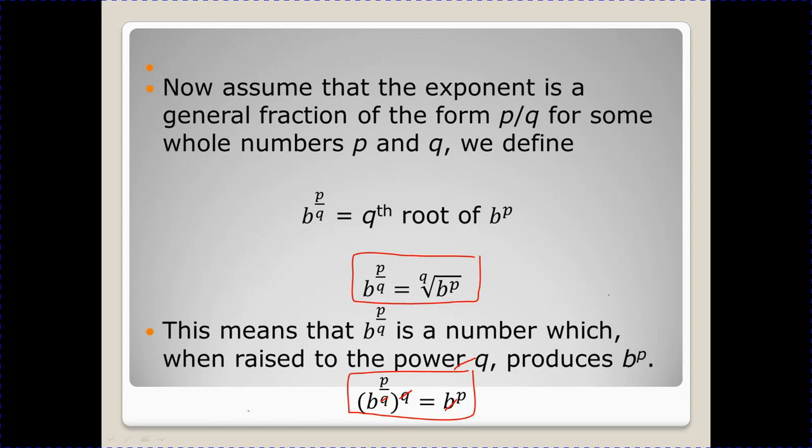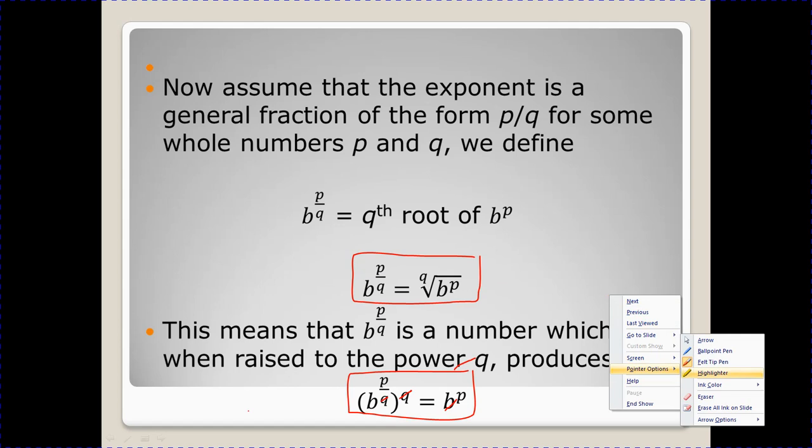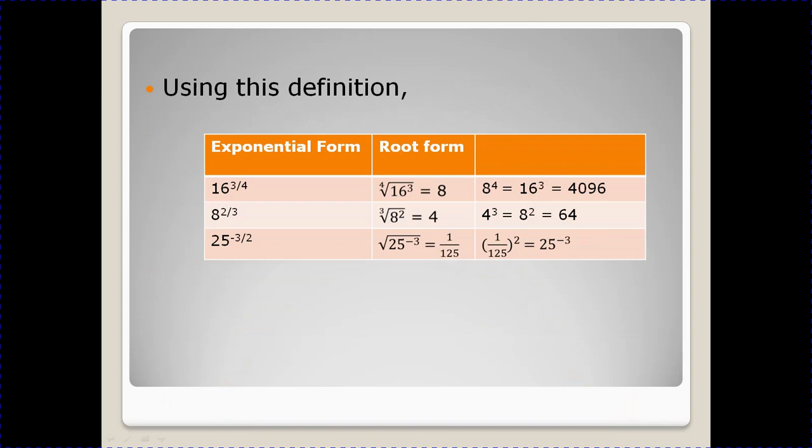Okay, now let's continue using this definition. If I have 16 to the power 3 over 4, as you see, this is the 4th root of 16 to the power 3, which equals 8. Now 8 to the power 2 over 3, it has 3 at the denominator, so it will be the index. So it will be the 3rd root of 8 squared. And here it is 25 to the power minus 3 over 2. This is the 2nd root of 25 to the power minus 3, and finally it gives 125.